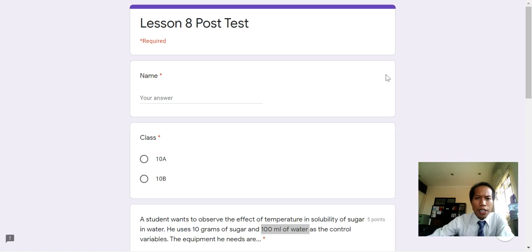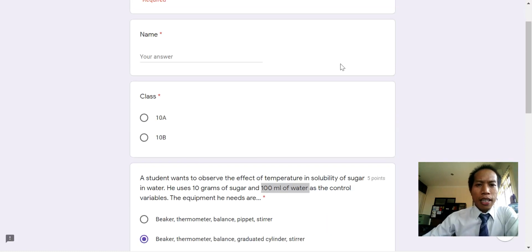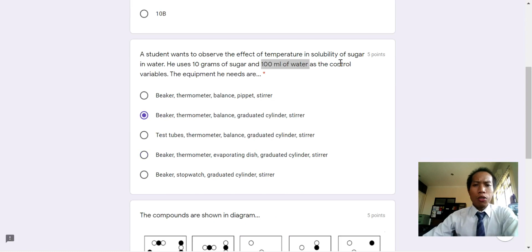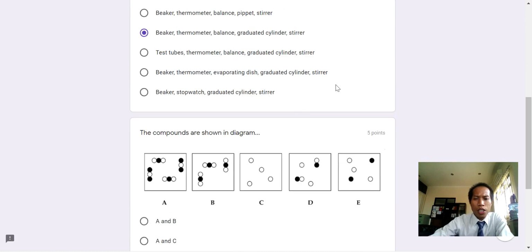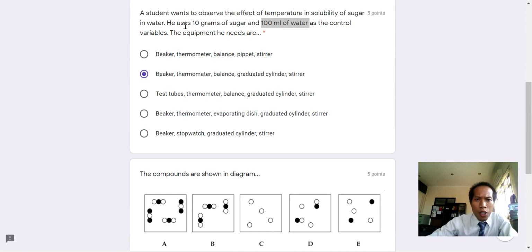Alright guys, in this video I'm going to explain the answers to the post test for lesson 8 that I gave you this morning. There were two questions that I gave to you. The first question is related to laboratory equipment, and the second question is related to matter and its classification.